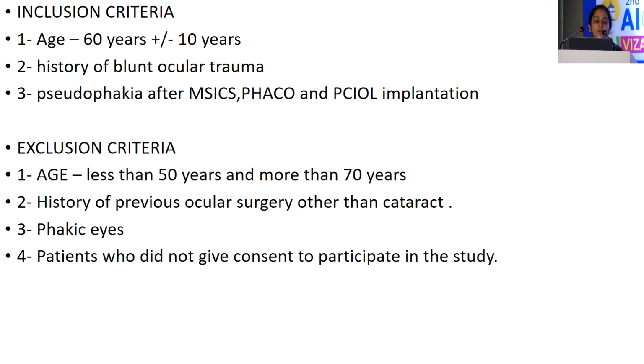The patients between the ages of 50 to 70 years who had a history of blunt ocular trauma and had undergone MICS, phaco and PCIOL implantation were included in the study. Patients less than 50 years of age and more than 70 years who had pseudophakia and history of blunt ocular trauma were excluded, along with patients who had a history of previous ocular surgery other than cataract, phakic eyes, and patients who did not consent to participate in the study.